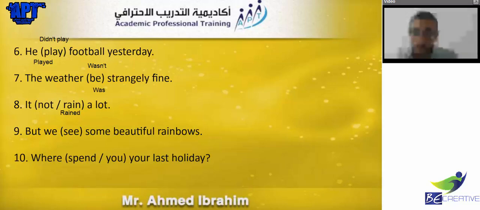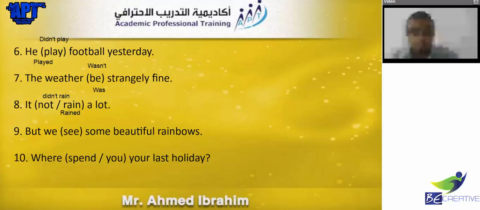If I want to make it negative, the famous 2 steps. I add didn't, and after didn't always infinitive. So it becomes it didn't rain a lot. Clear? Okay, excellent, moving on.